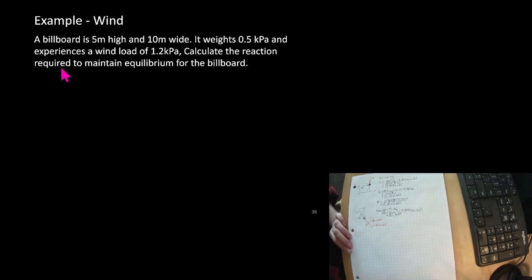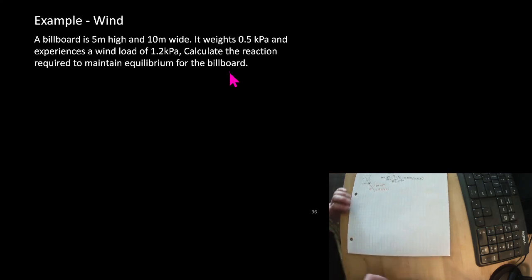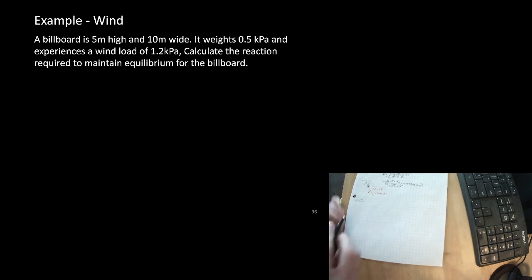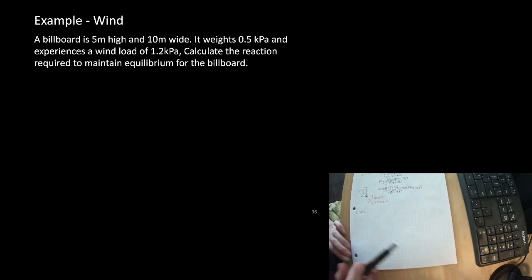All right, a billboard is 5 meters high and 10 meters wide. It weighs 0.5 kPa and experiences a wind load of 1.2 kPa. Calculate the reaction required to maintain equilibrium for the billboard. Okay, so this was earthquake, and here's wind. All right, I know this was something that people struggled with last week.